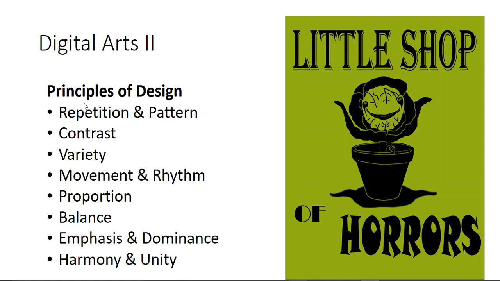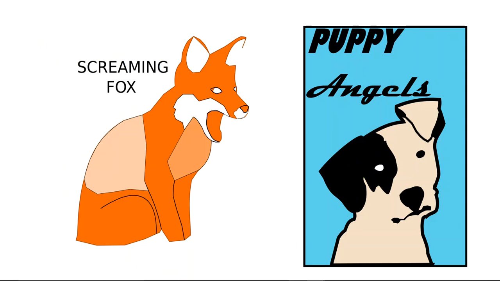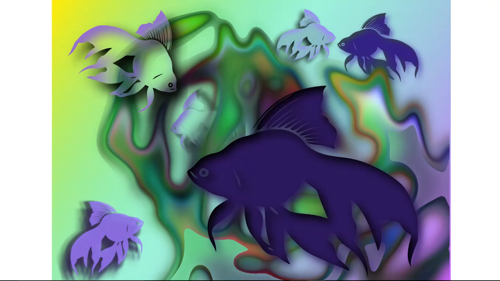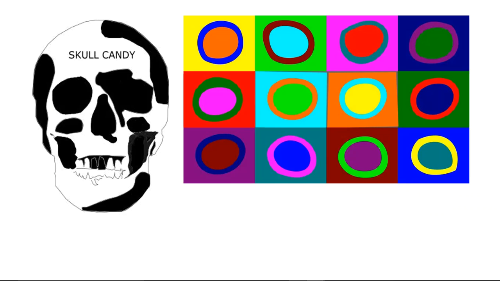Okay, we're going to be focusing on principles of design now. So we're going to be learning different techniques that you can use in Inkscape to create repetition and pattern and contrast, variety, movement, rhythm, proportion, balance, emphasis and dominance, harmony and unity. So lots of little techniques now. Last class was a little more intuitive. This one's going to be following step by step and learning some techniques in there that are not going to be obvious. You're going to learn how to make some patterns and logos and create depth and three-dimensionality.